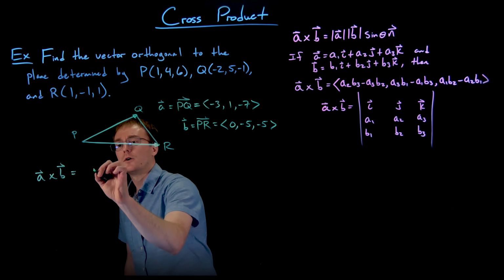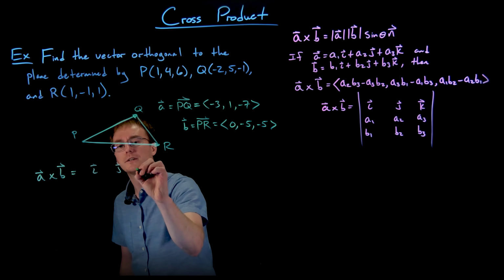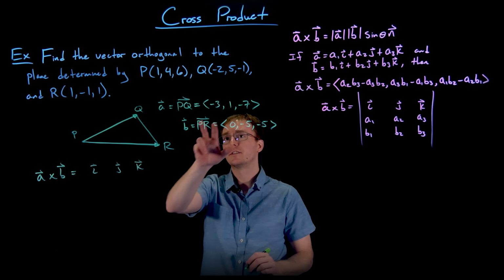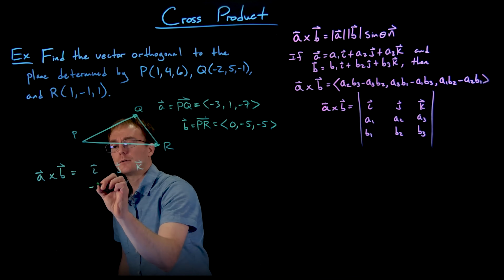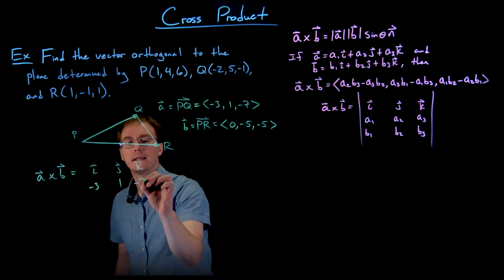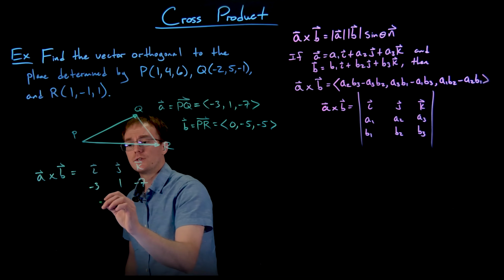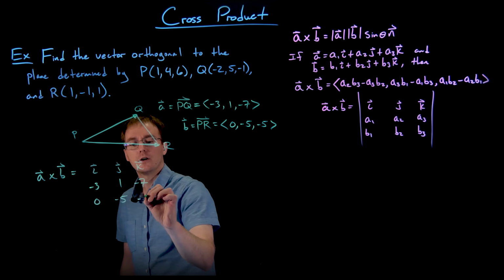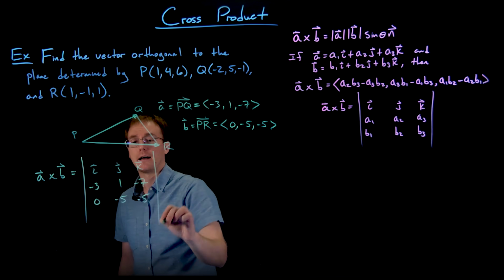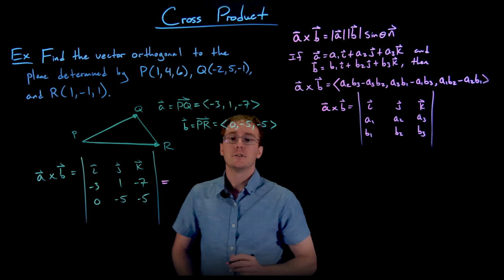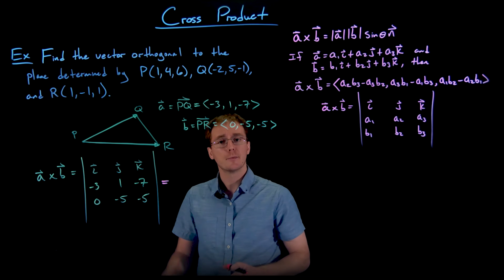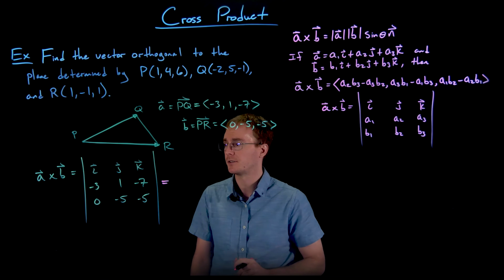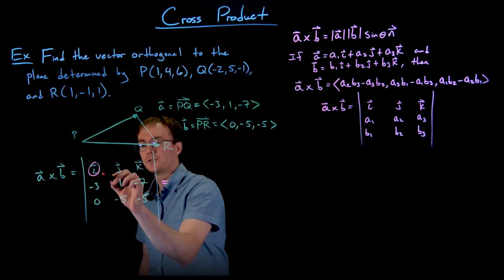So remember, the first row in our setup using an order 3 determinant are our basis unit vectors I, J, and K. Our second row is going to be the entries of our first vector, A, which is -3, 1, and -7. And our second vector, B, goes in that third and final row. So that third row will be the corresponding entries of 0, -5, and -5. So now we just need to evaluate or simplify this order 3 determinant, and then we will have our vector that is orthogonal to the plane determined by the 3 given points. So remember, we can use our right and left diagonals.